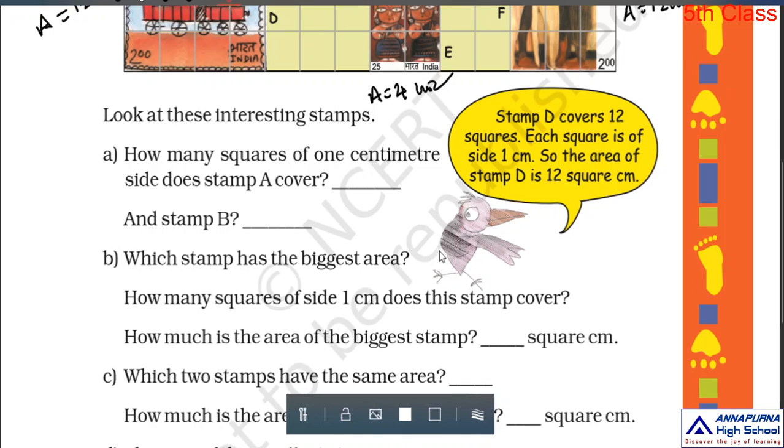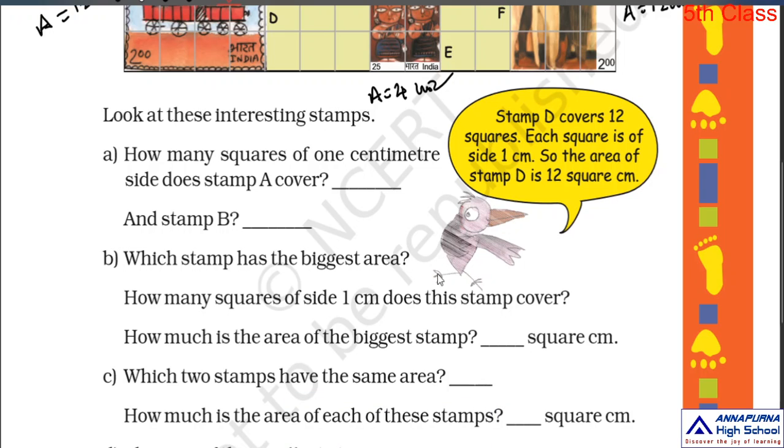Stamp A. Did you understand, all of you? Stamp A has the biggest area. You just compare the areas.